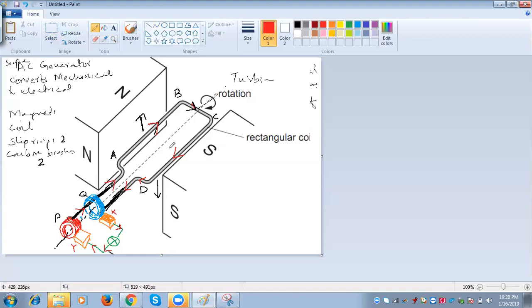So what will happen after the coil rotates 90 degrees? The coil will be vertical. Is this part clear, the path of the current? Okay, so through which carbon brush is the current coming out? Carbon brush X or Y?